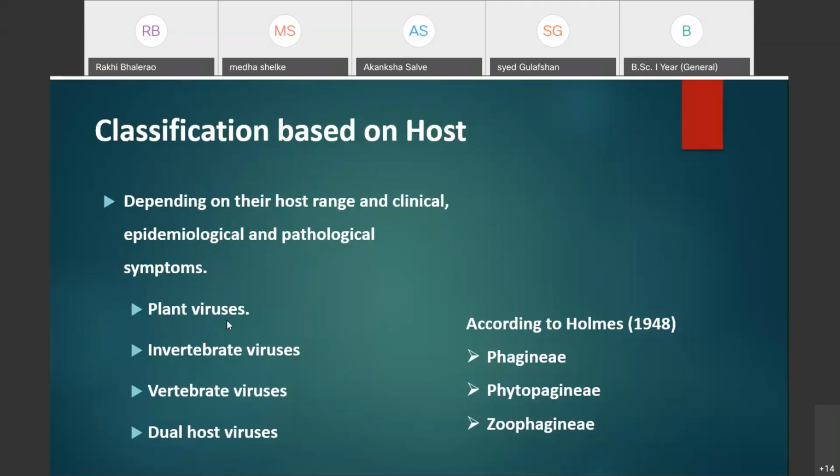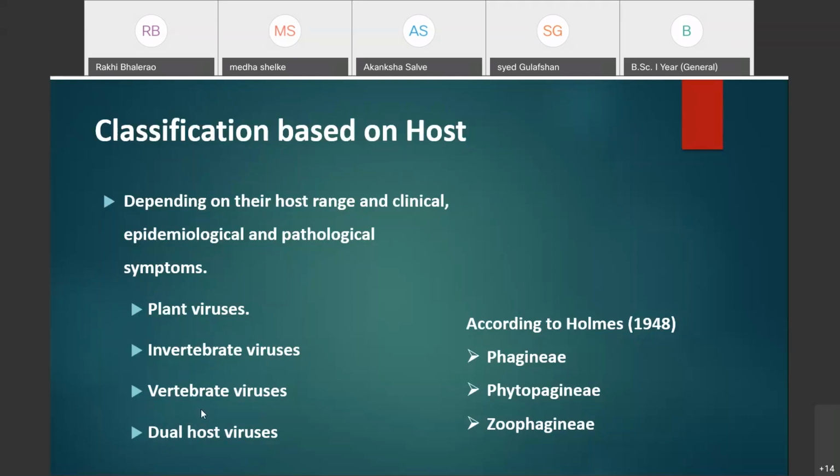Earlier, the viruses were classified into four groups. The first one was the plant virus, the viruses which are infecting only the plant cell. Second, invertebrate viruses, the viruses which are infecting only the cells of invertebrate animals. Then vertebrate viruses, which infect the cells of vertebrate animals. And the last one, the dual host viruses, the viruses which are infecting both invertebrate animals and vertebrate animals.